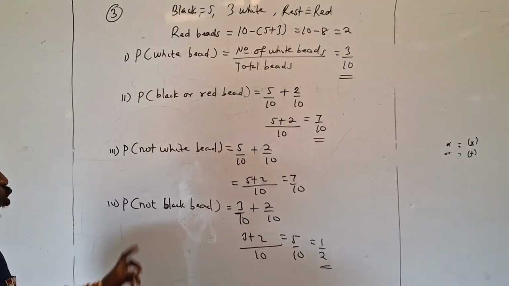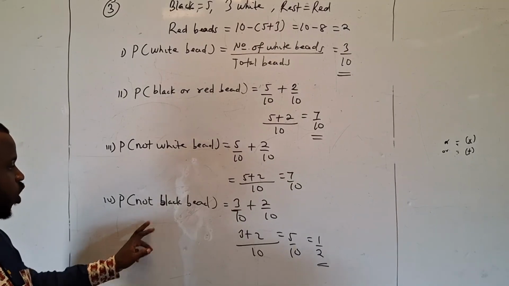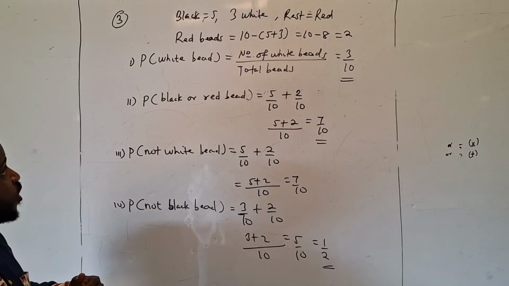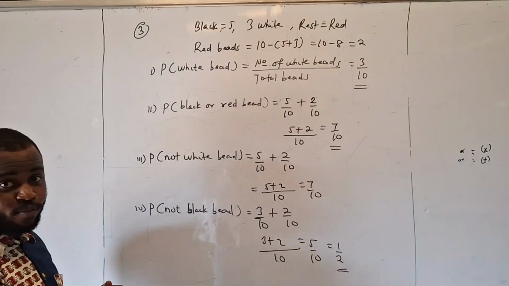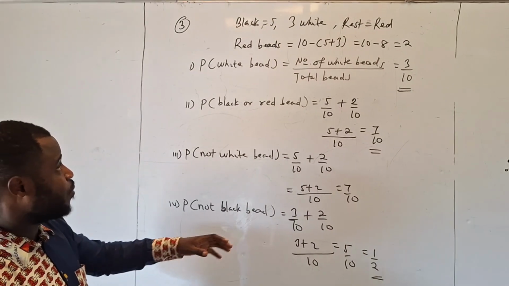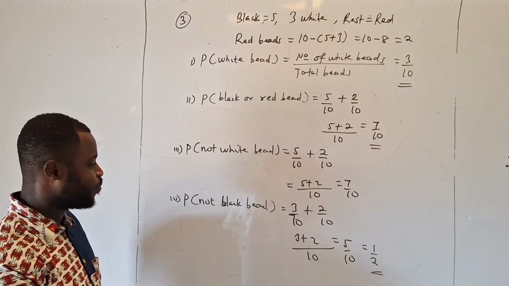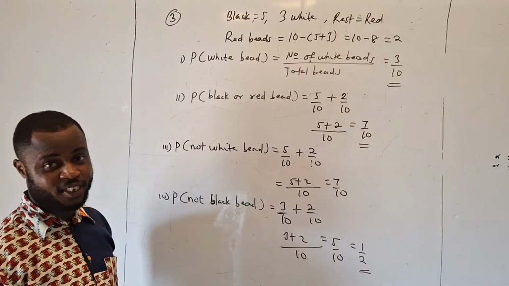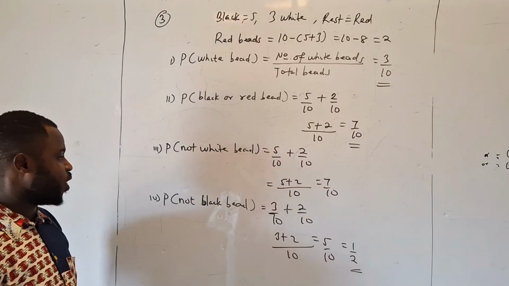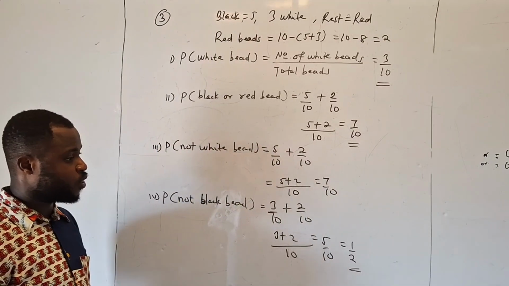So the probability of not black means we can pick a white bead or a red bead. That's why the or, we normally add it. So when we simplify, this is what we get for the question 3.